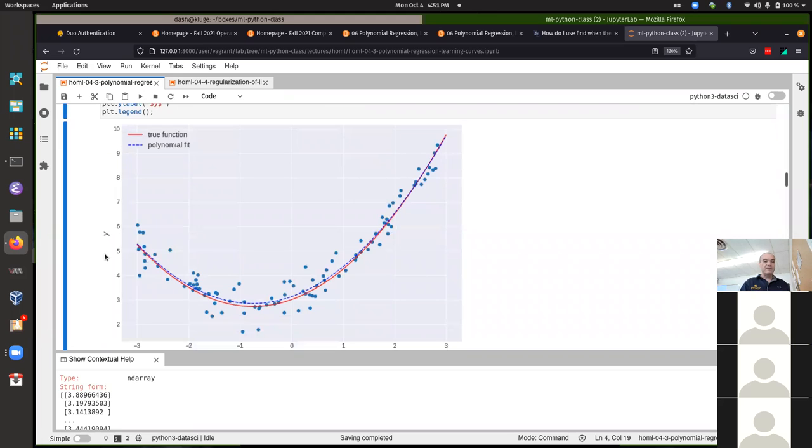And then you can see visually, if we plot the true function and our fitted polynomial, we'll see that the polyfit did quite well, right? So yeah, pretty close to the true function.